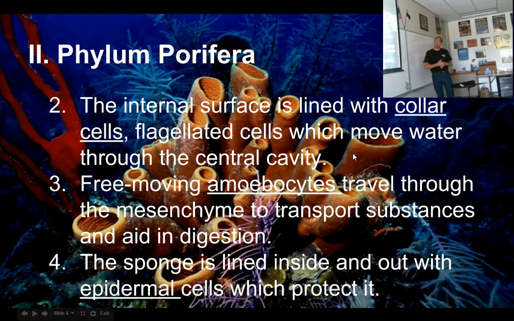The internal surface of the animal is lined with flagellated cells called collar cells, because when you start to see pictures of this in a moment, the cells have a collar. They've got like a little flange sticking out around the flagella. So they're called collar cells. And they flip their flagella around and move water through the central cavity. So a sponge filter feeds by filtering ocean water through the body of the sponge and out the central hole.